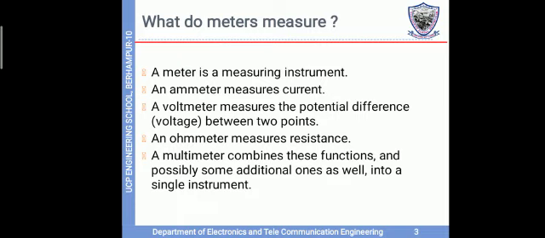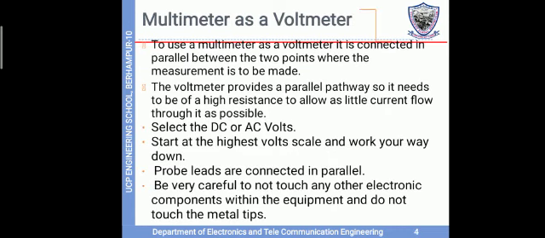What do meters measure? A meter is a measuring instrument. An ammeter measures current. A voltmeter measures the potential difference between 2 points. An ohmmeter measures resistance. A multimeter combines these functions and possibly some additional ones as well into a single instrument.